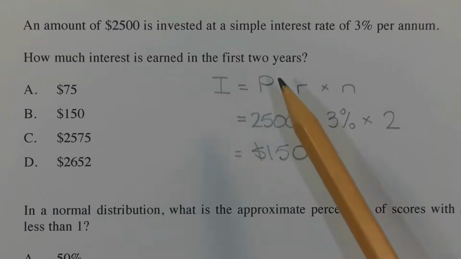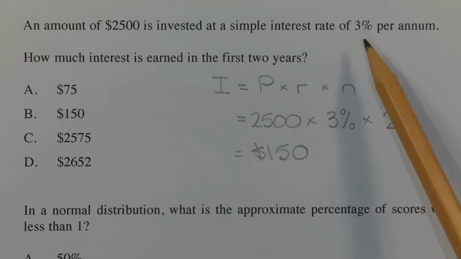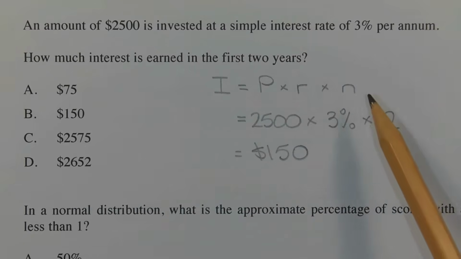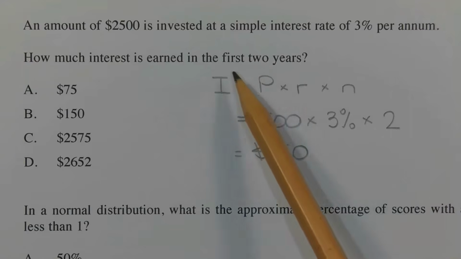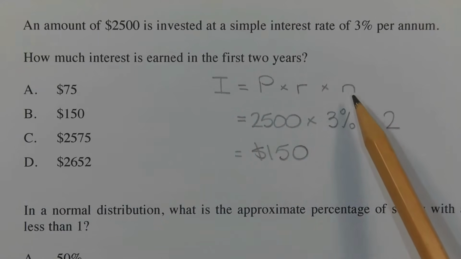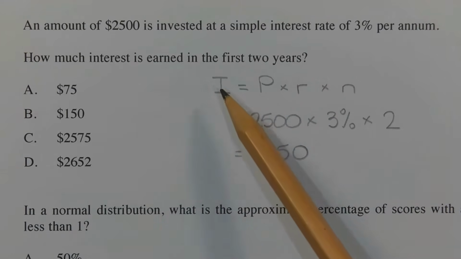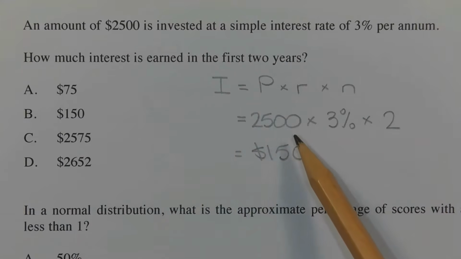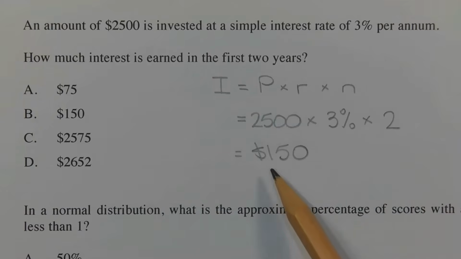Now in this case, the principal is $2,500, R is 3% per annum or per year, and N represents the number of years that this investment runs for, which in this case is 2 years, so N will equal 2. So substituting those three values for P, R, and N respectively, we get I, or the interest, is equal to 2,500 times 3% times 2, which equals $150. Therefore, the correct answer is option B.